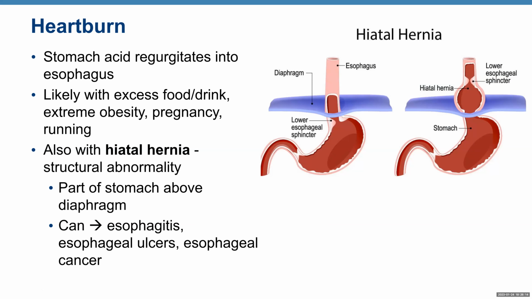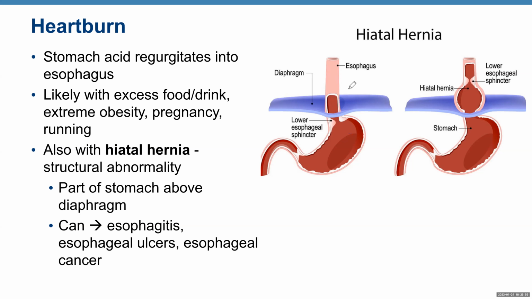Heartburn. Stomach acid regurgitates into the esophagus. So remember, here we have the stomach, and the stomach is below the diaphragm. So here's the diaphragm. So here's the esophagus. The esophagus pierces through the diaphragm and attaches to the stomach. Now, where the esophagus and stomach join, we have the lower esophageal sphincter. What it does is prevent the substances, the chyme and stomach juice, from going upwards into the esophagus.